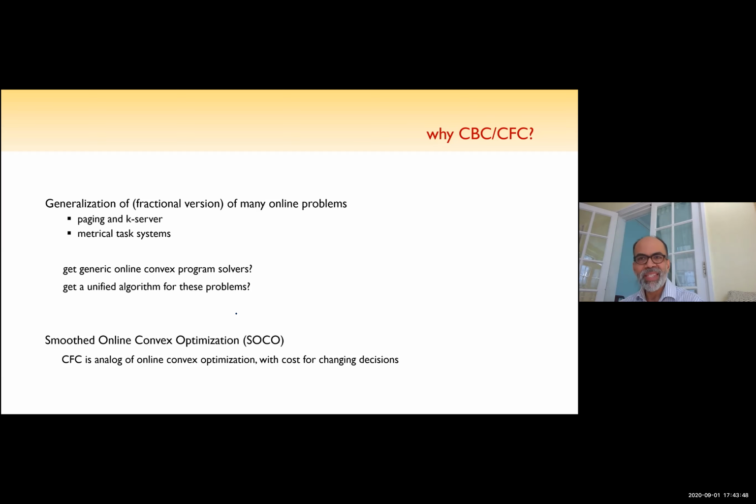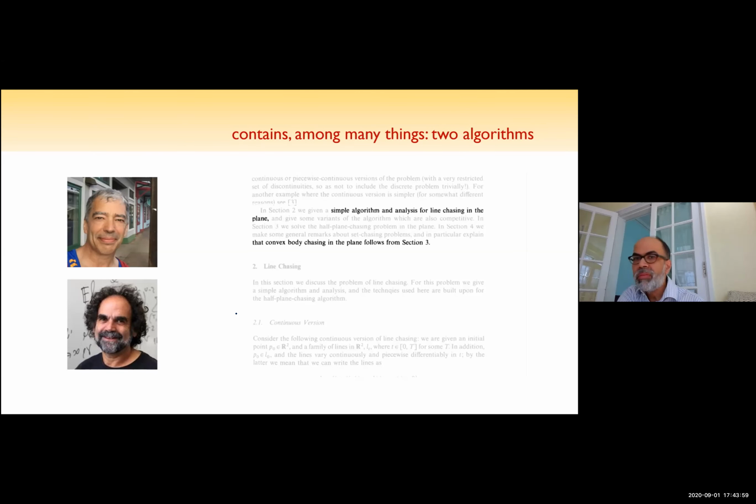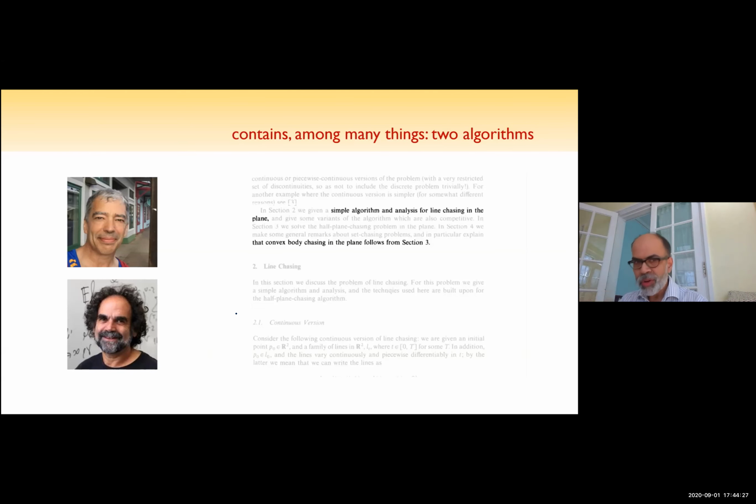So that's all I'm going to say about the motivation. And let me tell you a little bit about the history. It was introduced in this paper by Friedman and Linial, who gave two algorithms. An algorithm for chasing lines in the plane. So we're working in R2, and at each point in time, a line arrives, and you've got to move to that line. And then another line arrives, and you've got to move to that line. And then they extended this to convex bodies in the plane as well. And it's a non-trivial algorithm. So I'm not going to talk about either of these things.